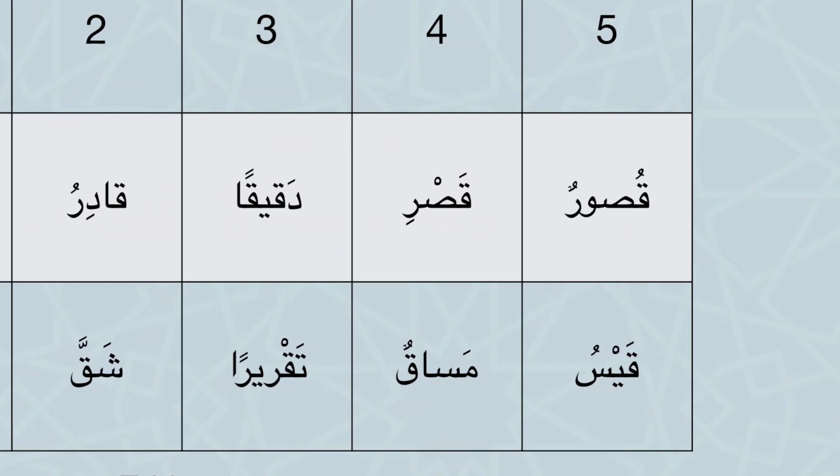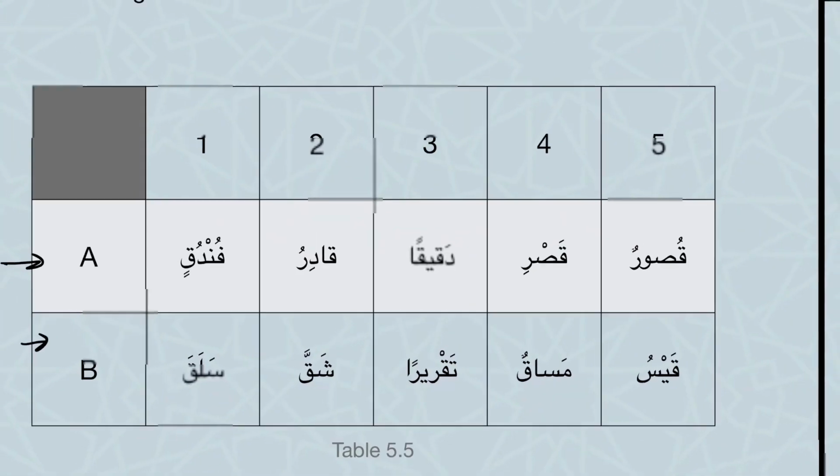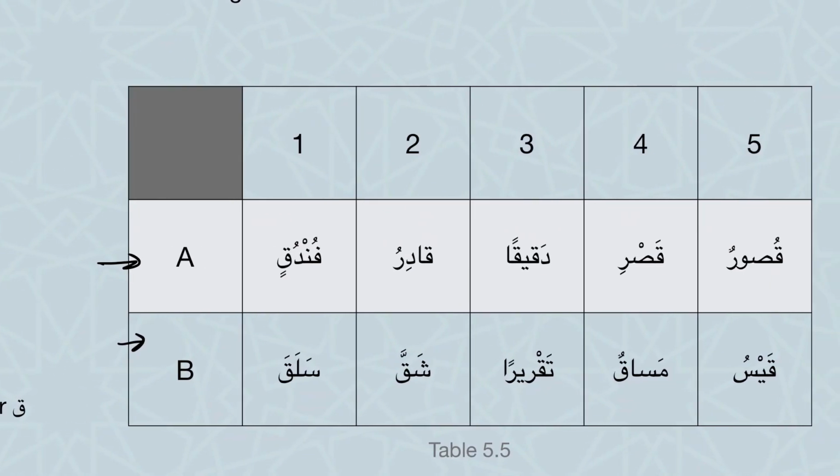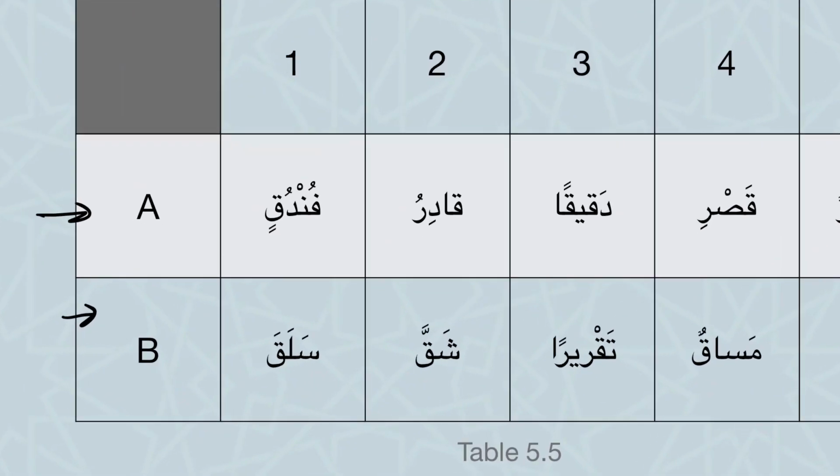Anyone wants to attempt row B? It's easy. It has قاف with shadda. No one, it seems. Okay, I'll take it. So B1, we would start with B1. Here we would say سلق. سلق. He boiled something, basically.